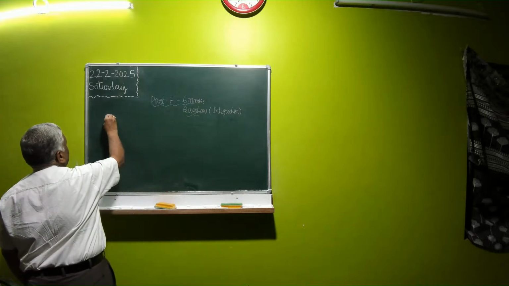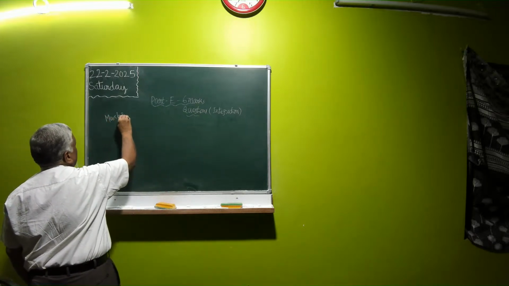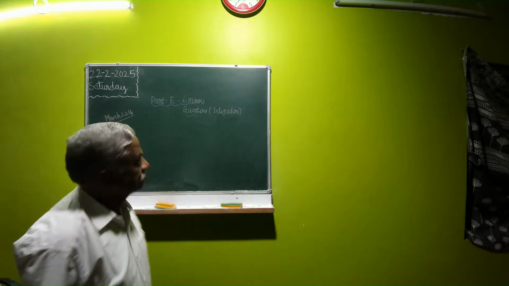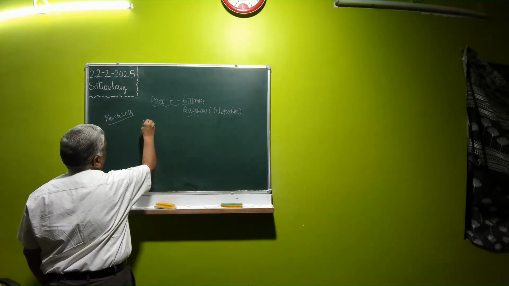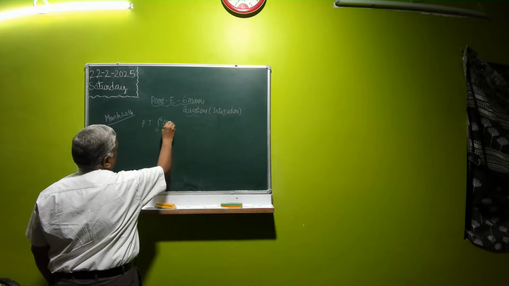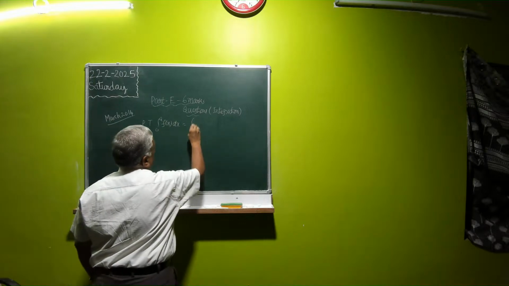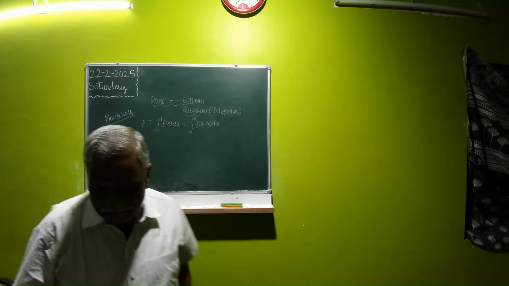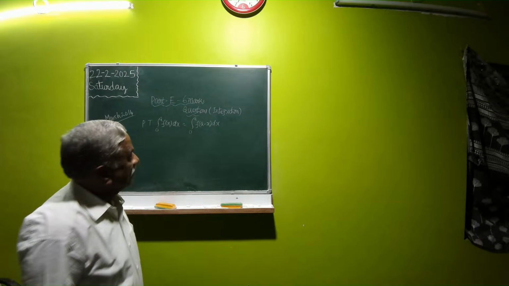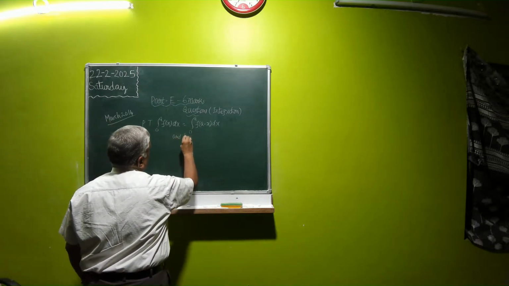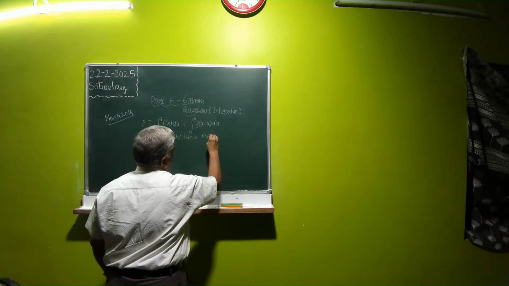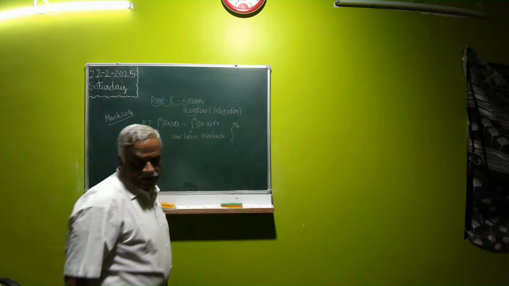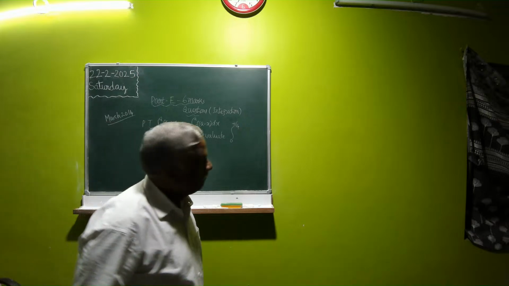March 2014. Prove that integral 0 to a f of x dx is equal to integral 0 to a f of a minus x dx, and hence evaluate integral 0 to pi by 4 log of 1 plus tan x.